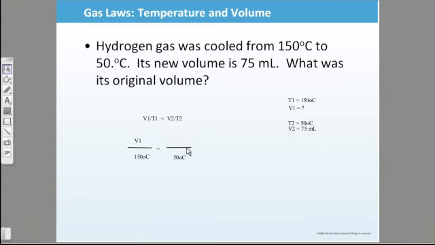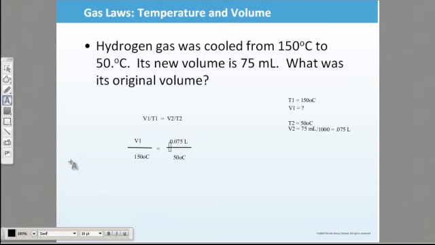To get from milliliters to liters, remember we simply divide by 1,000. Right, 1,000 milliliters in a liter. So we take our 75 there, divide it by 1,000, and we're going to have 0.075 liters. Now, we'll get the same answer in this case, but again, when we do get to the ideal gas law, it always has to be in liters.